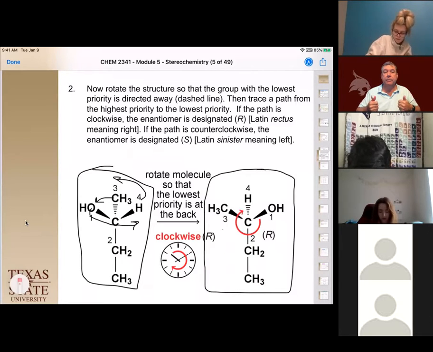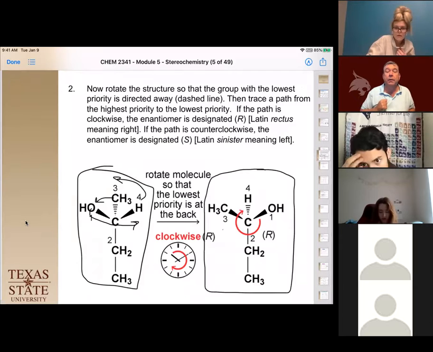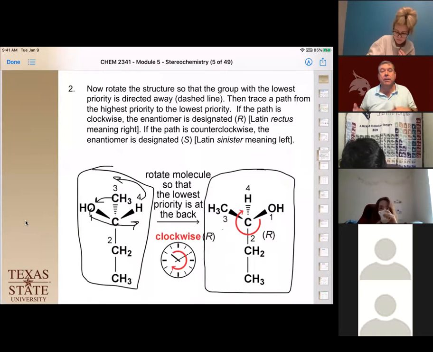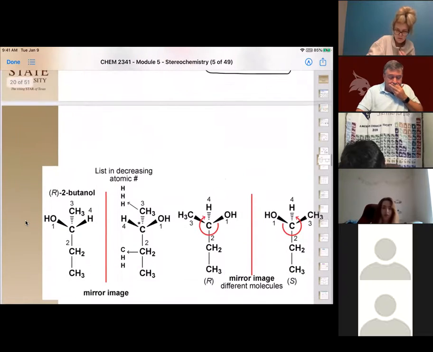Okay. All right, so let's do a little bit more with this. Now we have the basic idea that we have 4 groups. We assign their priority based on their atomic number. If we can't assign it by atomic number, we move one bond out and assign it to the thing with the highest atomic number attached to it.